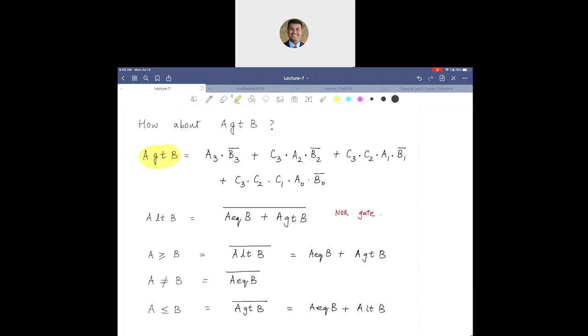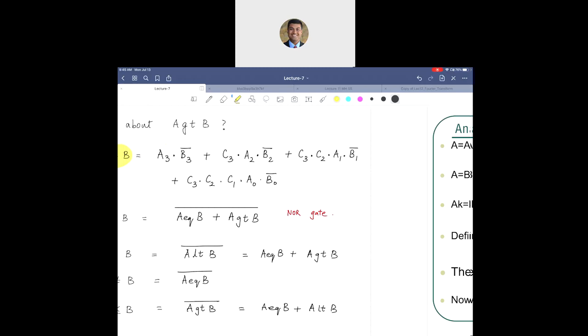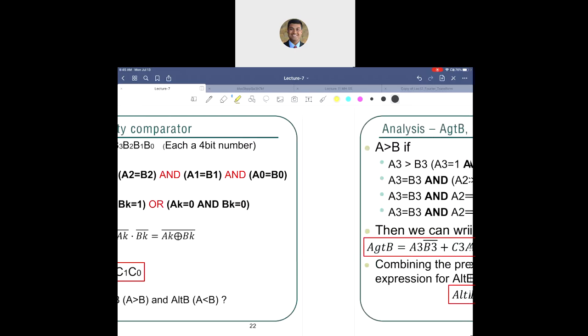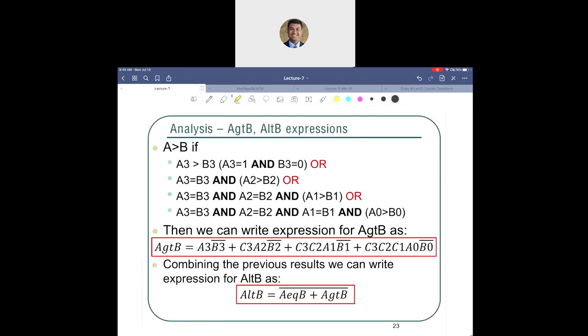Now let's move forward. I have a few slides over here that are essentially talking about the same thing that we just looked at. So I will keep this as your reference, and you can go through it later. But I don't see why you would need to. We just derived these things just now. So it's the same equality comparator analysis. Then at the end you have all the summary, all the A equal to B, A greater than B, A less than B equations.